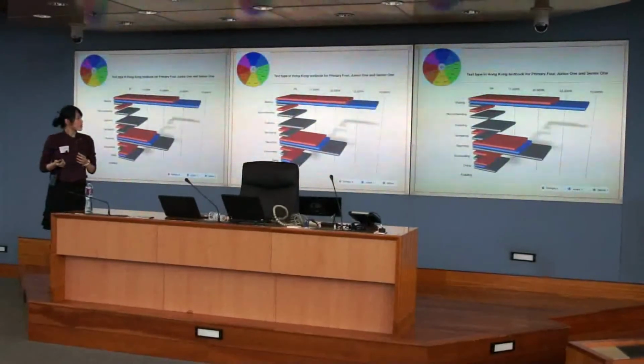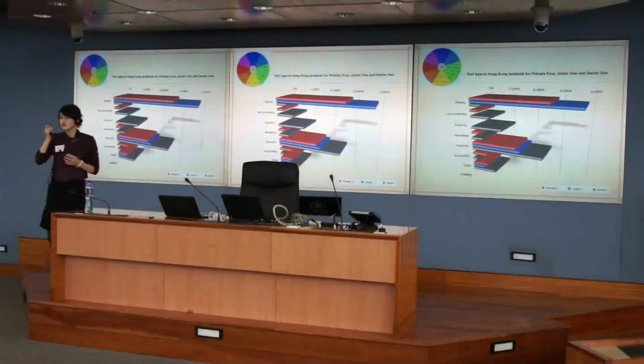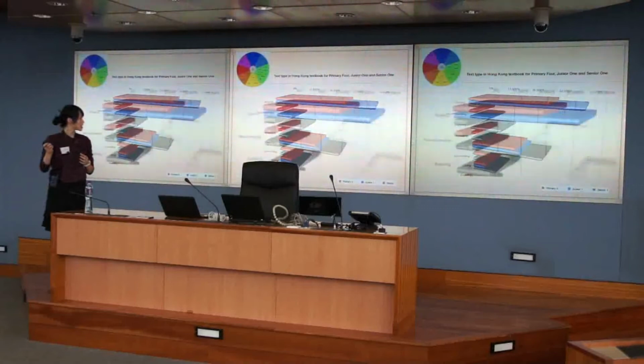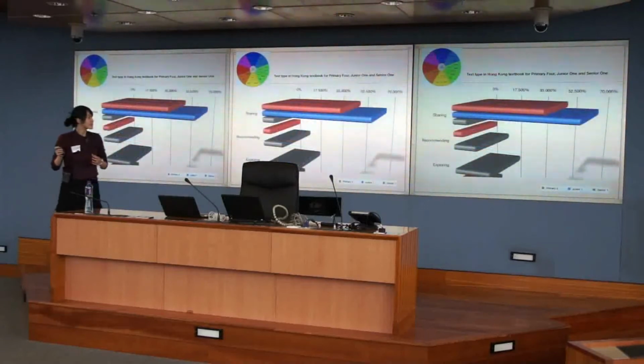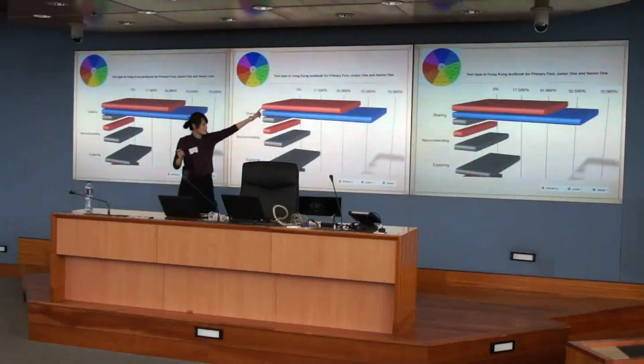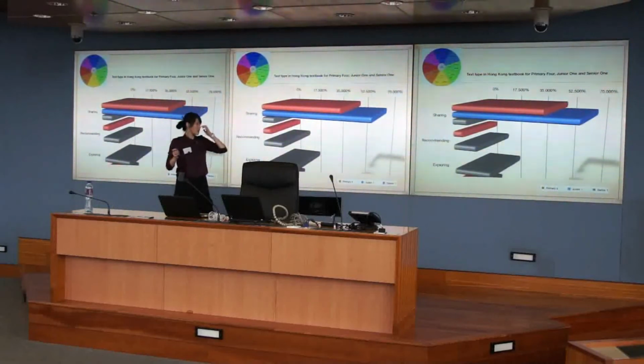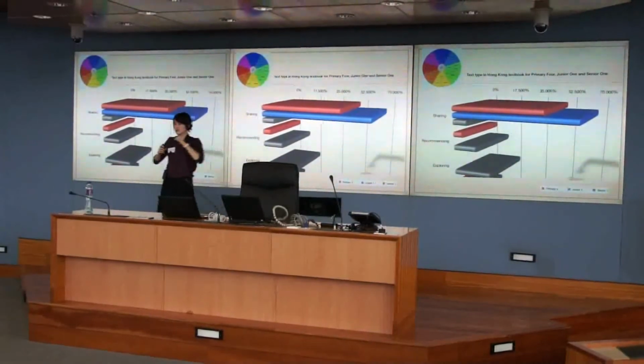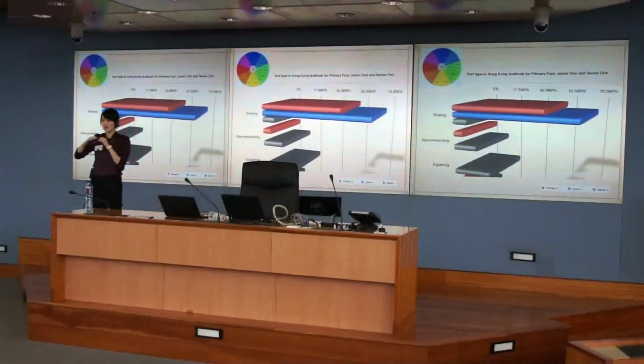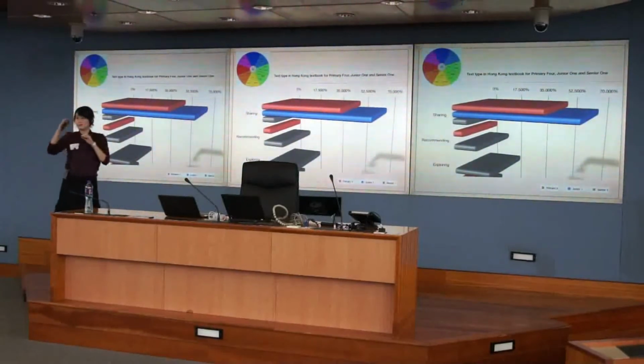So let's go back to the diagram that I showed to you. Let's take a very close look at this kind of more tenor-oriented text typology. You can see the red is primary 4, the blue is junior 1, and senior is green. So you can see from primary 4 to junior secondary, there are more sharing texts in the textbooks, but much fewer in senior secondary.